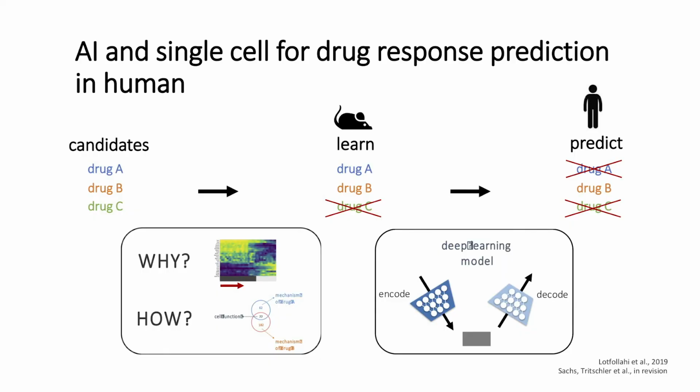So I've shown you that from a list of candidates, we have learned in a mouse study which are effective to restore insulin production. We use single-cell genomics to understand why cells fail in diabetes and how they respond to treatment. But we can even go one step further. We can learn in mouse and actually translate these findings to human using AI. We can learn a deep learning model and use this model to predict drug response in human and thereby rule out candidates that are not effective.